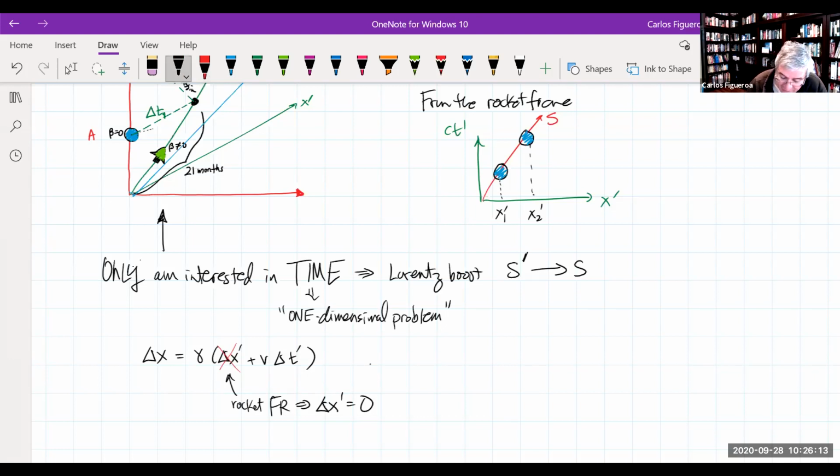Whereas in the other frame, what actually happens? I get this guy here, and I can't ignore this. I can't ignore that because the earth has moved and I need to make that adjustment.